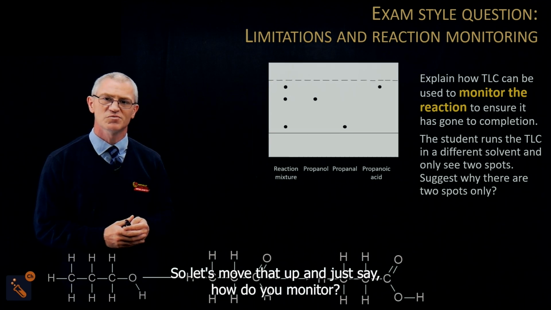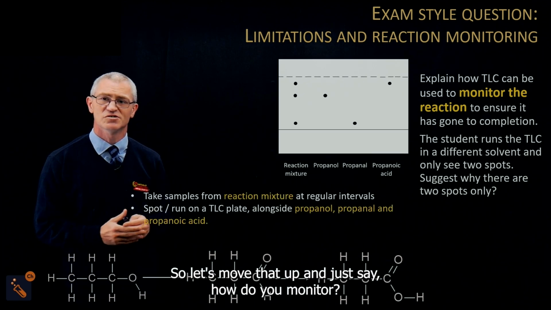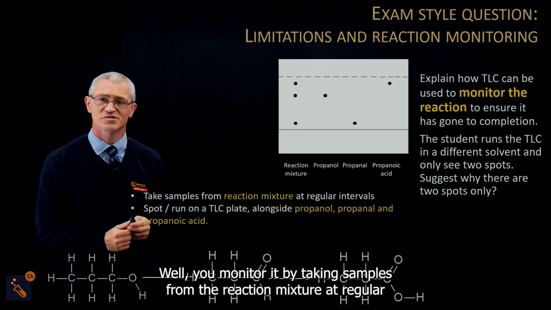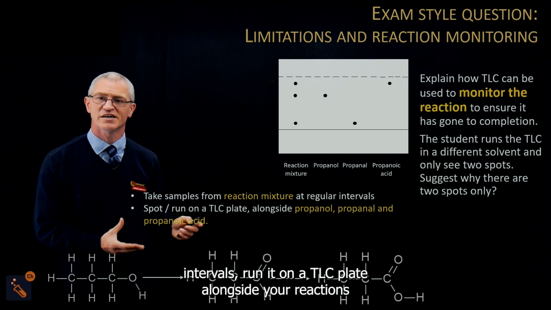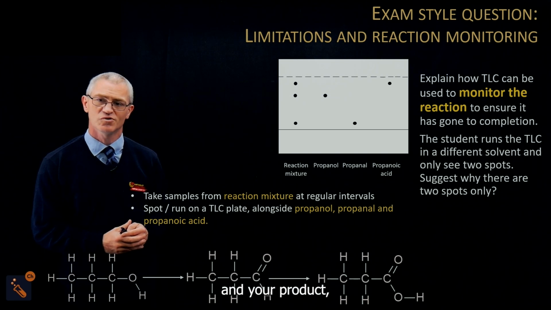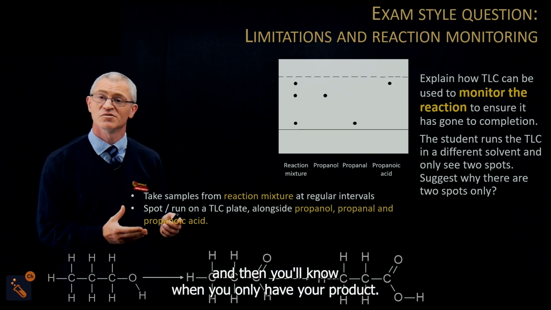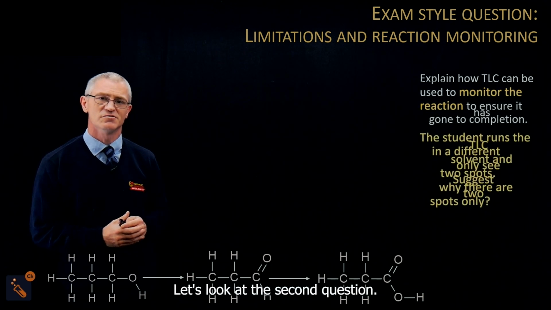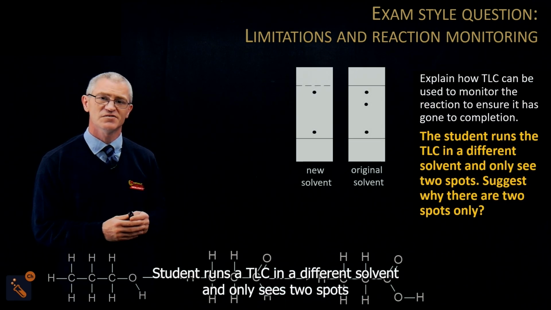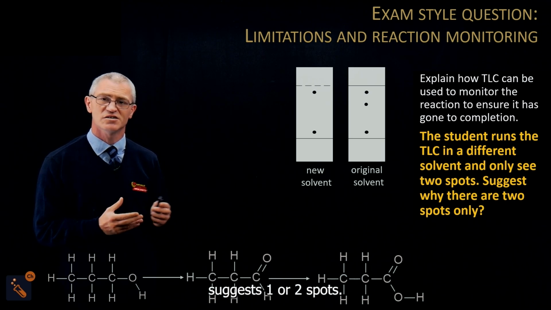Anyway, so let's move that up and just say, how do you monitor? Well, you monitor it by taking samples from the reaction mixture at regular intervals, and running them on a TLC plate alongside your reactants and your product. And then you'll know when you only have your product. Let's look at the second question. The student runs a TLC in a different solvent and only sees 2 spots. Suggest why there are 2 spots.